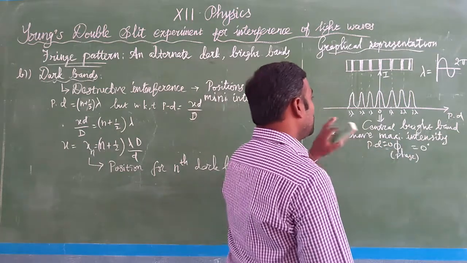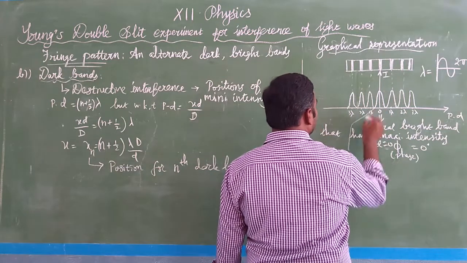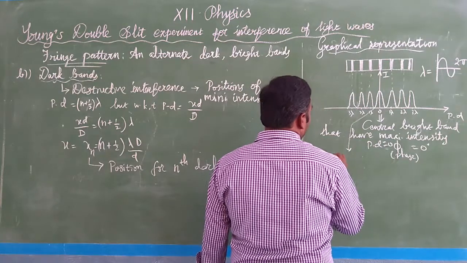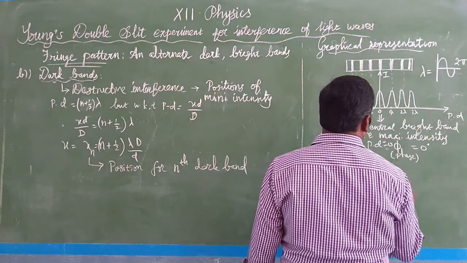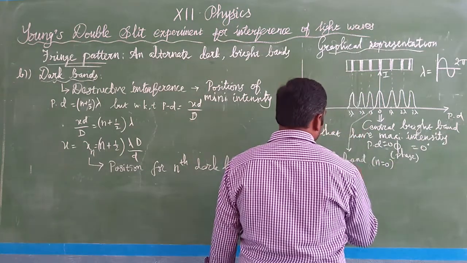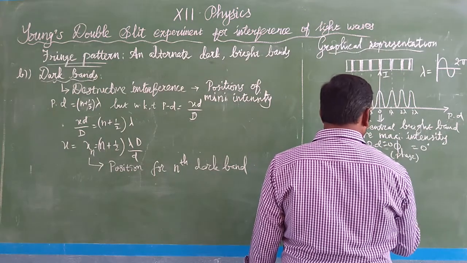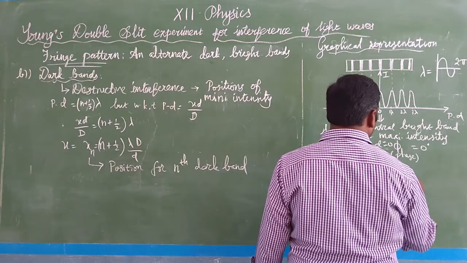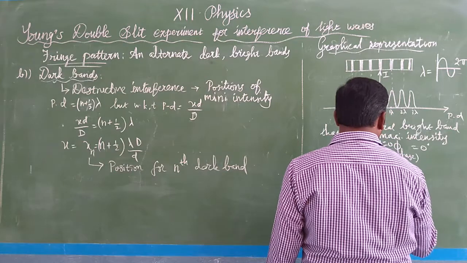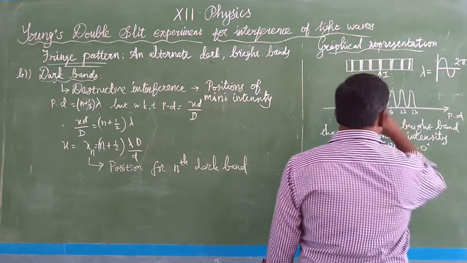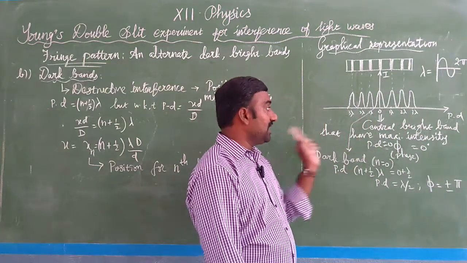But for a dark band, this is a dark band. For a dark band, n is equal to 0, and what is the path difference? (n plus 1 by 2) lambda, no? With n equal to 0, it is 0 plus lambda by 2, which is equal to lambda by 2. So this is the path difference, as well as the phase. The right side is plus order and the left side is minus order. 180 degree, it's a straight line along the axis.